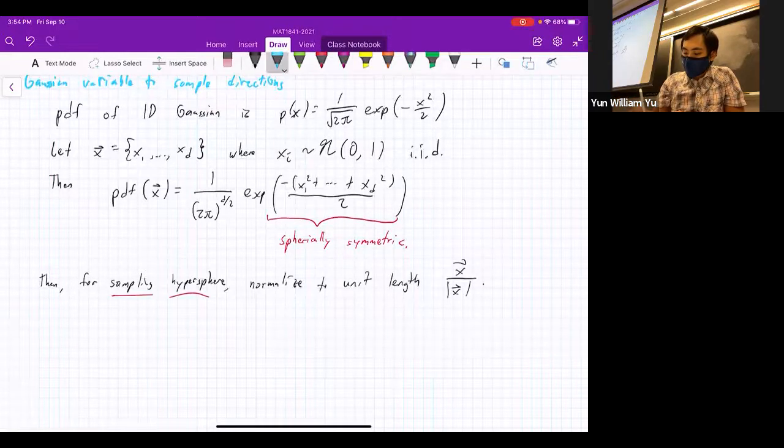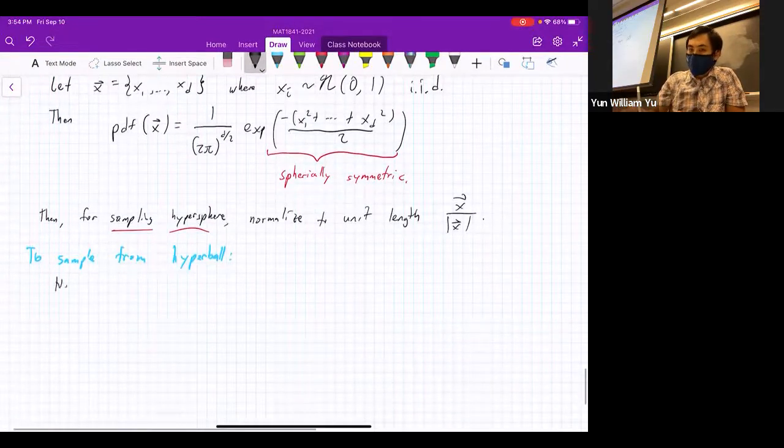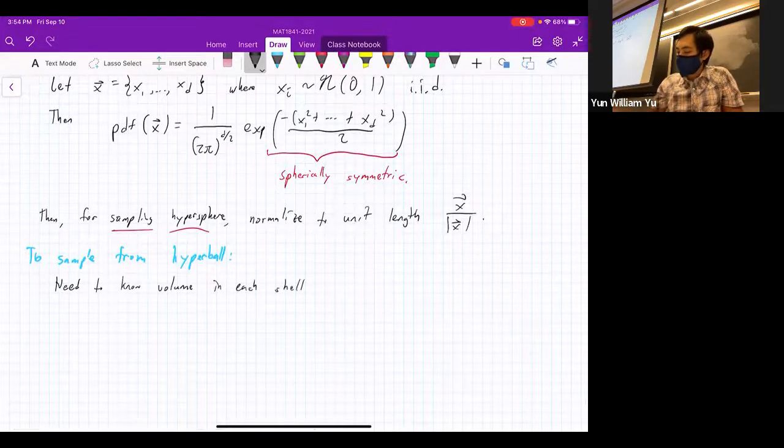So let's see. You sample from the hyperball. We need to know the volume in each shell. So if you drew this out, we have some hyperball. We want to know how much is in each of these shells.